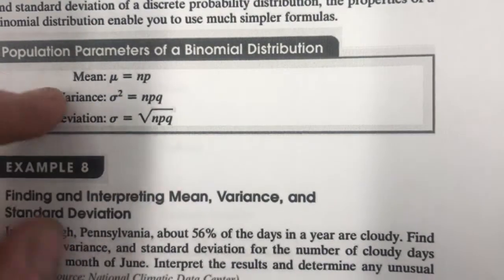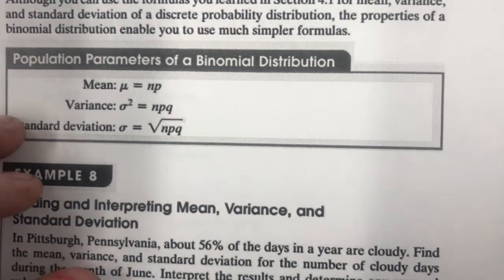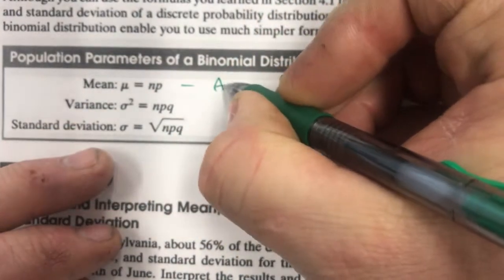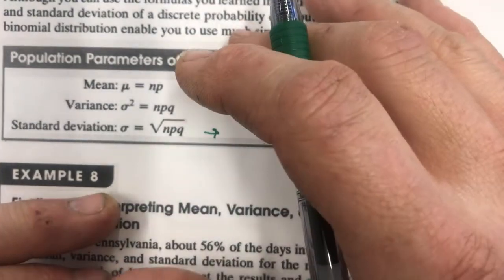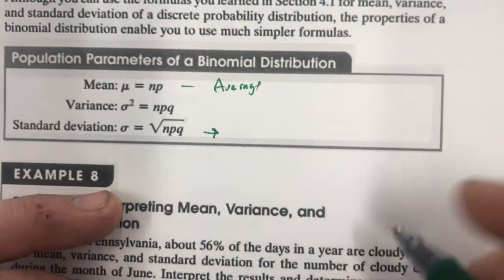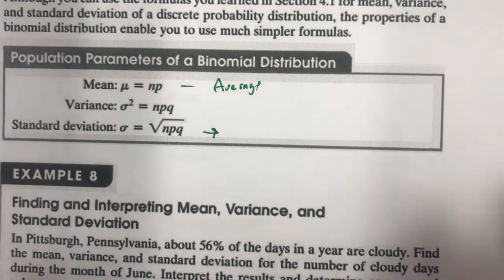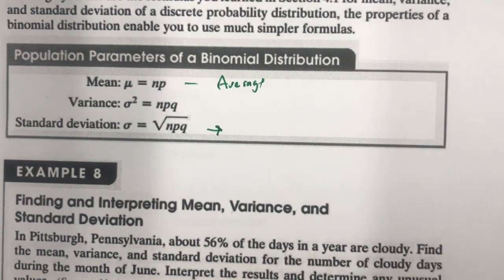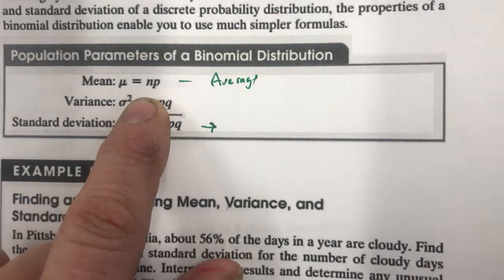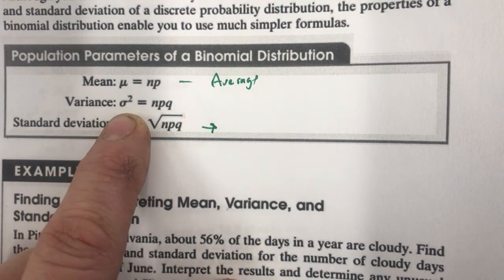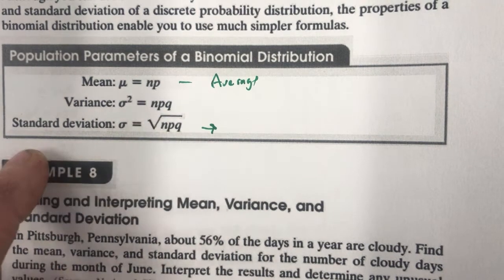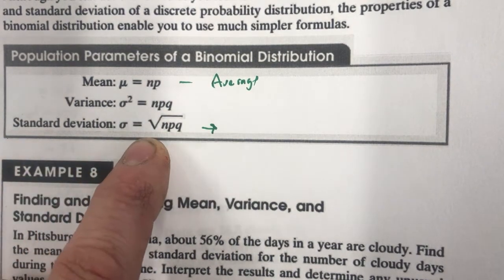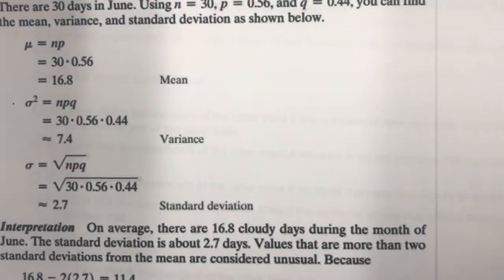All right. Then we get to this right here: the mean, the variance, and the standard deviation. So the mean is the average. And the standard deviation tells you how the numbers fluctuate, from the average to the left or to the right. Okay. So the mean is N times P. The variance, which is sigma squared, is N times P times Q. And the standard deviation is the square root of the variance. Okay, so we'll do one of those.